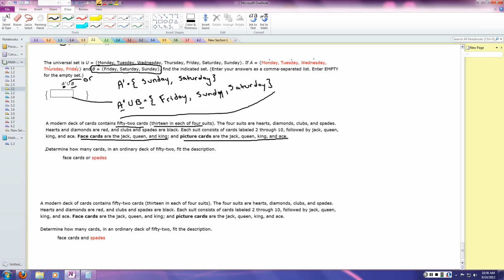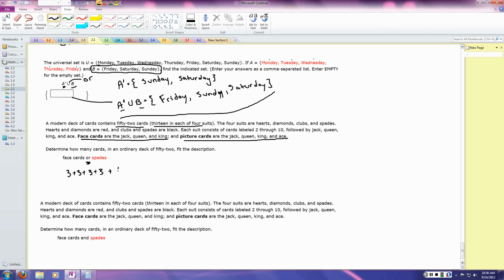Now we want to say how many cards are going to be in the union. How many face cards or spades are there? We have to be careful because we're not going to count the repeats. Face cards, we know there's 4 face cards in each suit, right? Oh, sorry, there's only 3 face cards. Jack, Queen, and King are face cards. So there's 3 in each suit: 3 for diamonds, 3 for hearts, 3 for spades, and 3 for clubs.